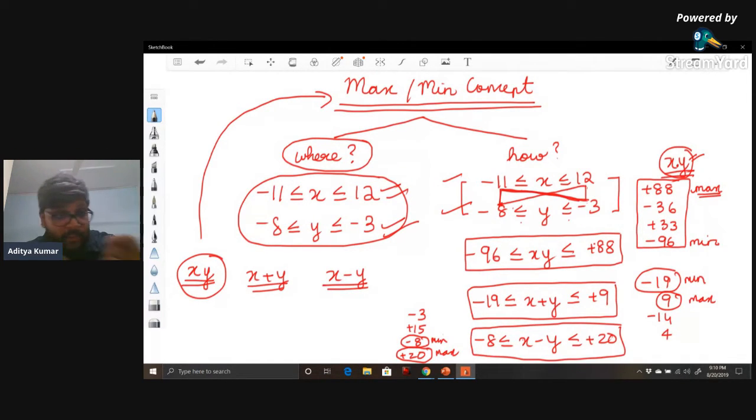Got this? That's the advantage of this. It's very quick, but if you want to utilize this one, you have to make sure that the inequality signs point in the same direction. If they are not, you make it the same. Okay.